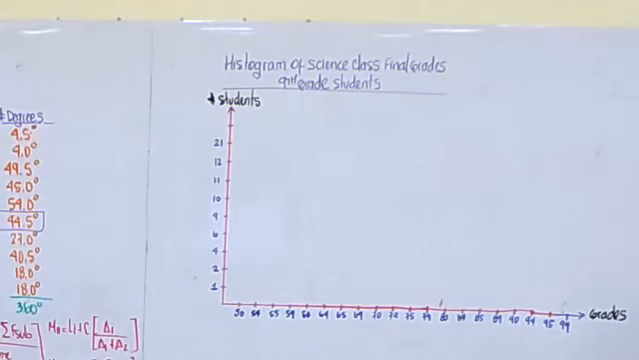Yeah, Julio? In the homework, the first two exercises, we don't need to do the frequency table, right? Only the last one. Yep. Okay, then.